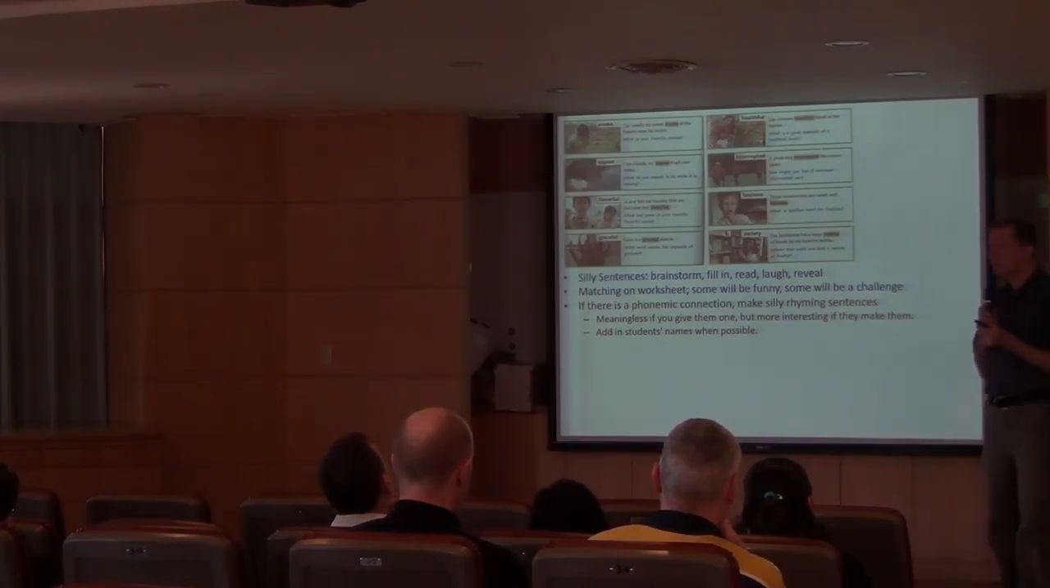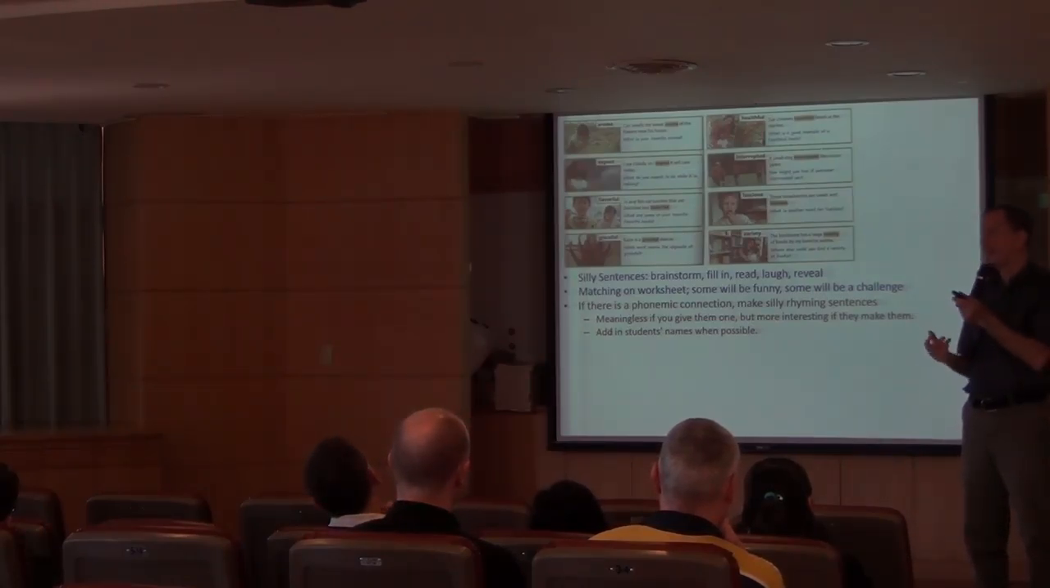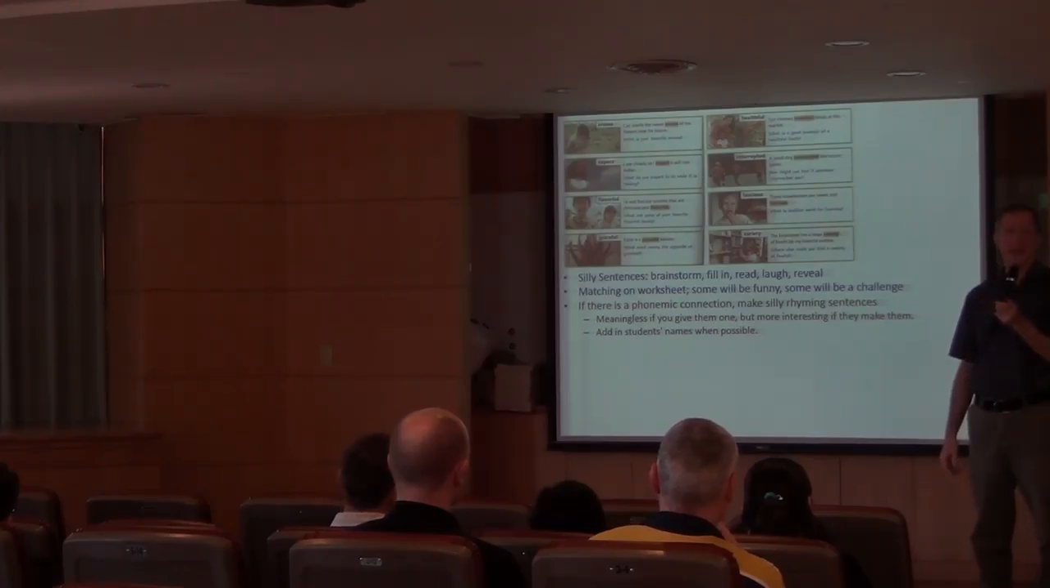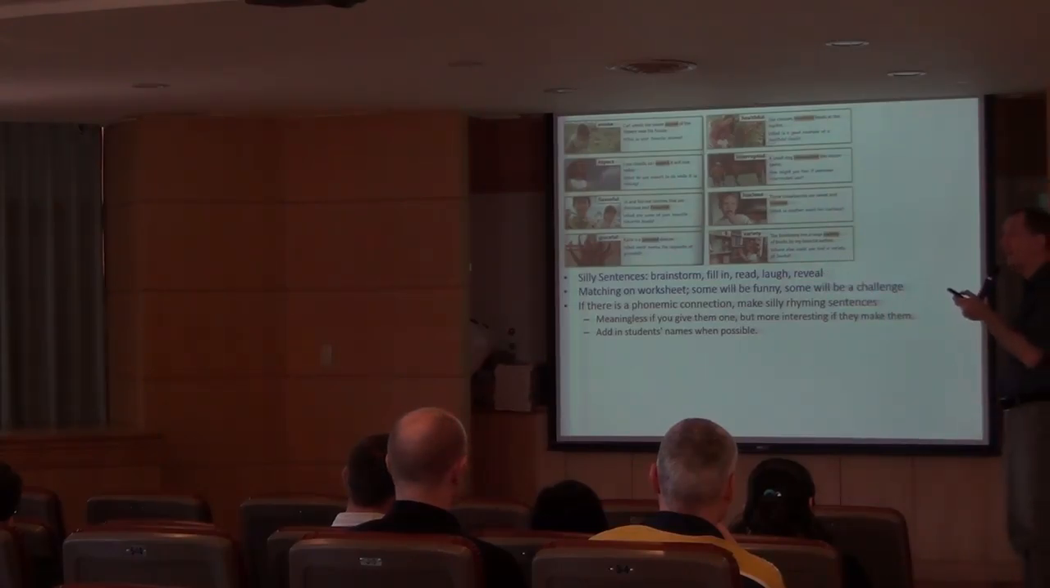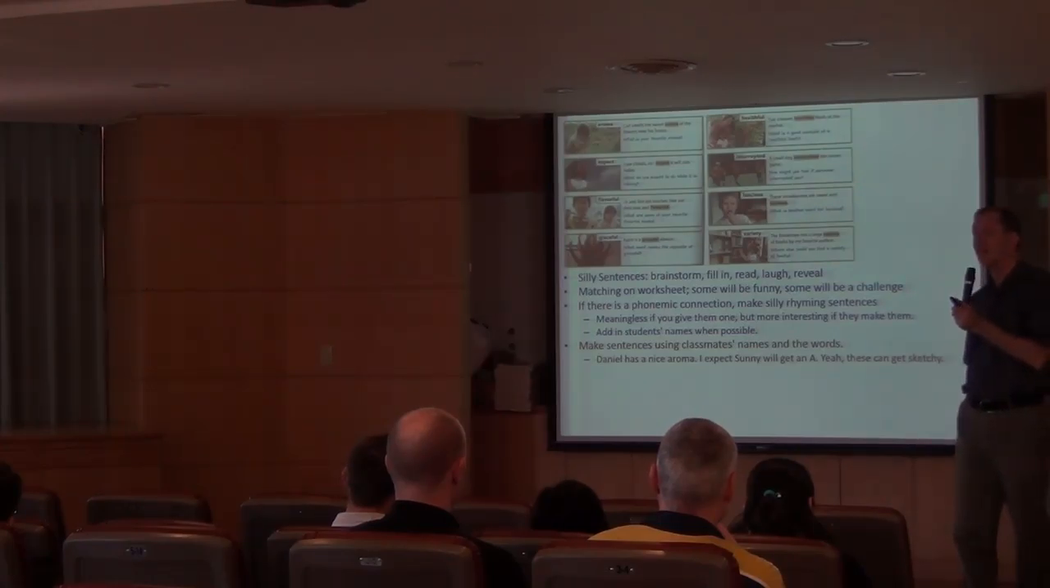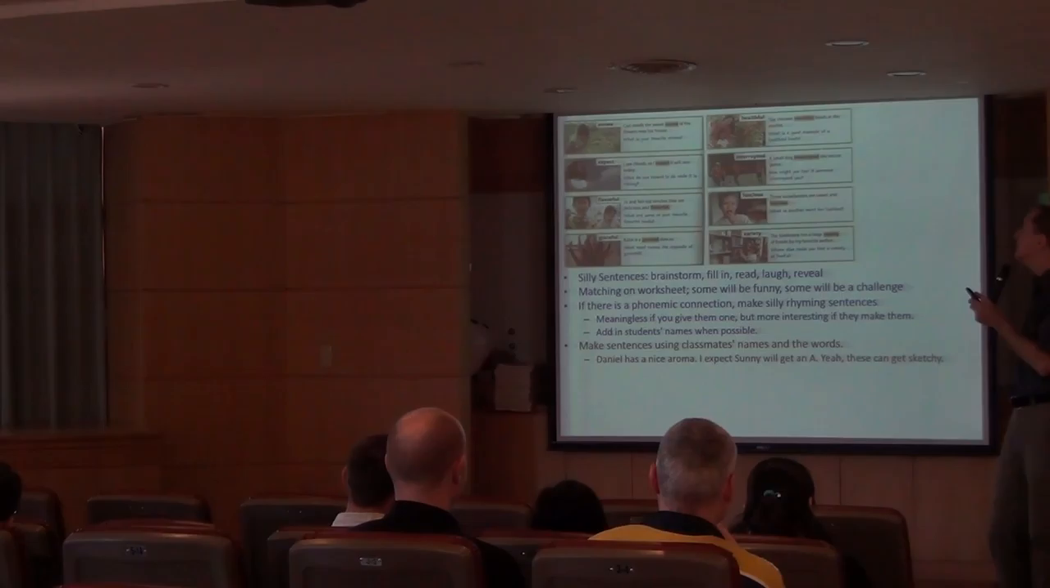You can put their names in if possible. So you can say, like, Daniel the dodgy dragon, blah, blah, blah, blah. Right? If your key phoneme is the D sound. You can make sentences using their names. So for aroma, Daniel has a nice aroma. Or I expect Sunny will get an A.